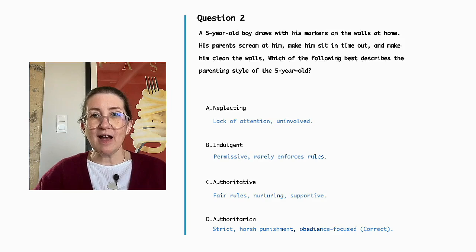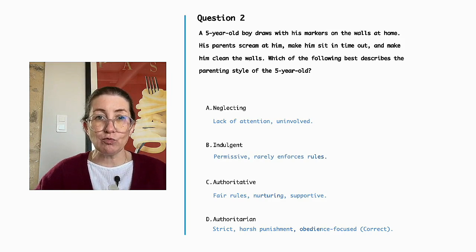This parenting style is characterized by strict rules, high expectations, and harsh punishment. The parents' reaction, screaming, enforcing time out, and making the child clean the walls, reflects an authoritarian approach where discipline is rigid and focused on obedience without much warmth or explanation.